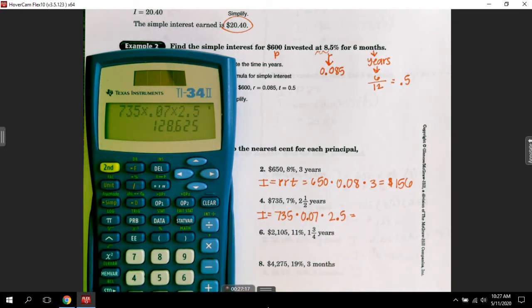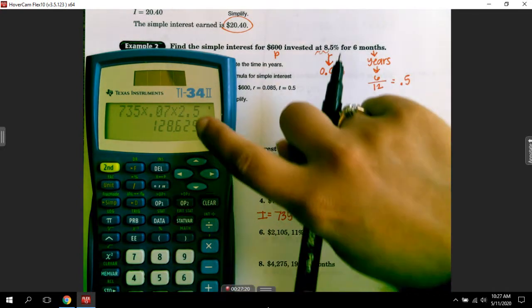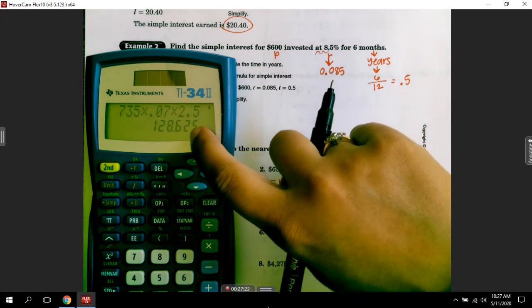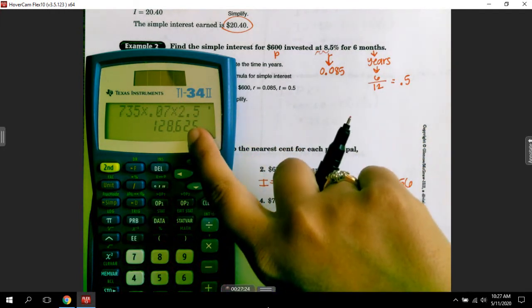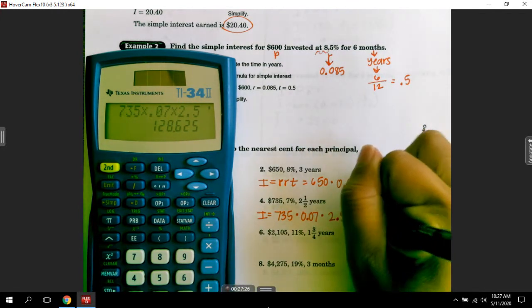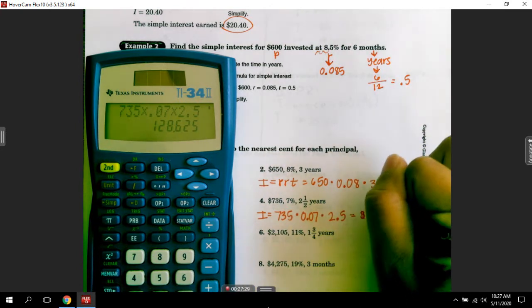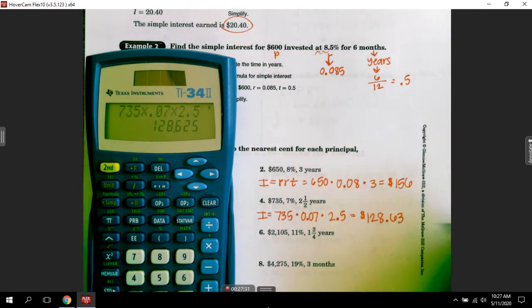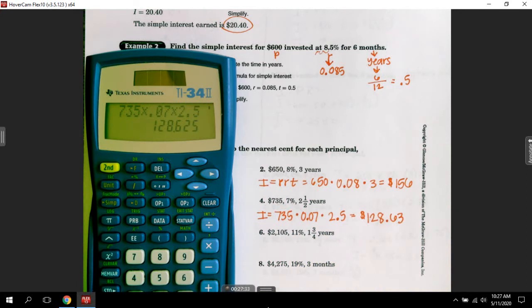Okay, remember it's money. So we're rounding to 2 decimal places. So that 5 tells me to add 1 to my 2. Okay, so this is going to be $128.63. Okay, so that's how much your interest is.